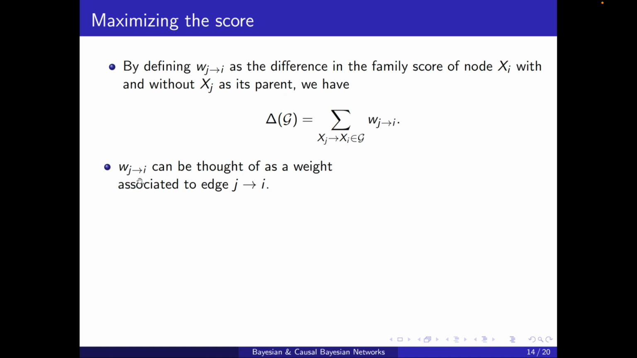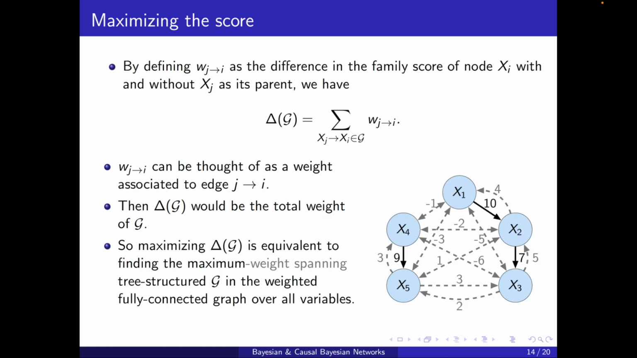Wji can be thought of as a weight associated with the edge from j to i, then delta G would be the total weight of the graph G. And this means that my problem to maximize delta G is essentially equivalent to finding the maximum weight spanning tree structure G in the weighted fully connected graph over all variables. So again, I want to maximize this term.